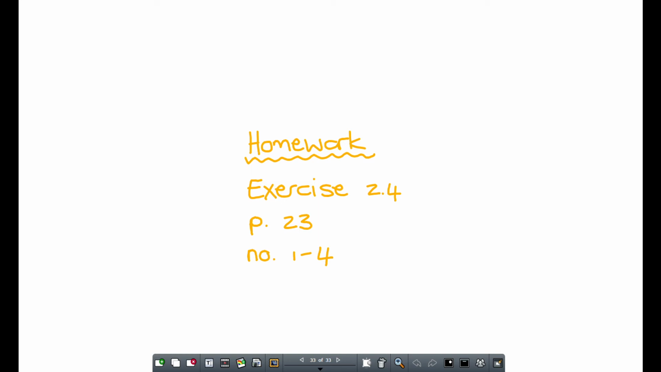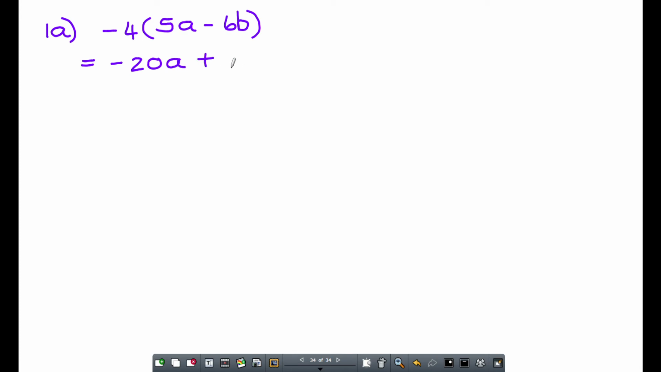Okay. Let's quickly mark. Number 1A. Minus 4, I had to multiply with a 5A minus 6B. Remember, we multiply in, we couldn't simplify inside that bracket because they weren't like terms. The one has got an A and the other one has got a B. So I would get minus 20A plus 24B.